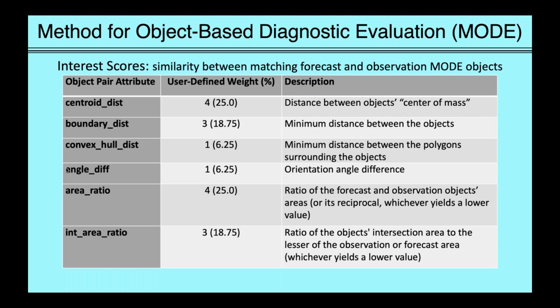The reason why some are 4 and some are 3 is that we've noticed that if you have a small object that is encompassed by a large object, you will get artificially high area interest scores, because you would get a ratio of 1, or a very small boundary distance. If it's completely encompassed or even just slightly touching, your boundary distance would be 0, but you would still have a larger centroid distance. So that's why we don't give them as much weight as centroid distance and area ratio. We also include the angle difference and the convex hull difference, even though I'm not going to talk about those attributes at all in the rest of the presentation.